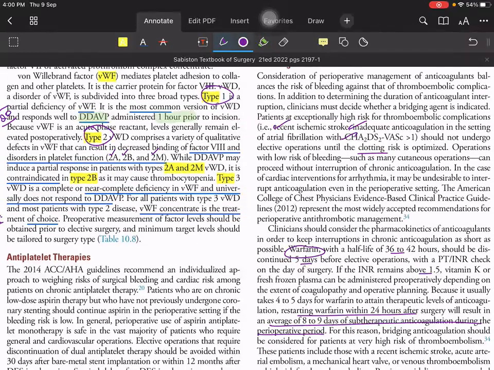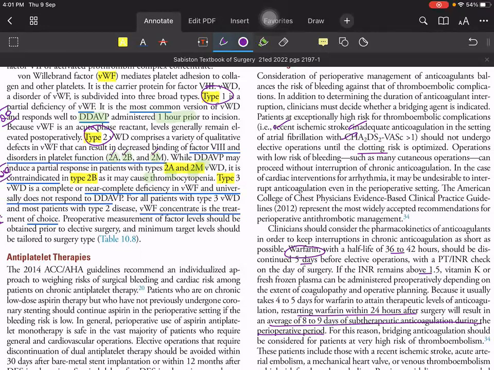So what is type 2 von Willebrand disease? It has a qualitative defect in the von Willebrand factor, resulting in decreased binding of factor 8 and impaired platelet function. That is 2A, 2B, 2M. DDAVP gives a partial response in type 2A and 2M. It is contraindicated in type 2B, as it causes thrombocytopenia. That is an MCQ: where is vasopressin contraindicated in von Willebrand disease? Type 2B.